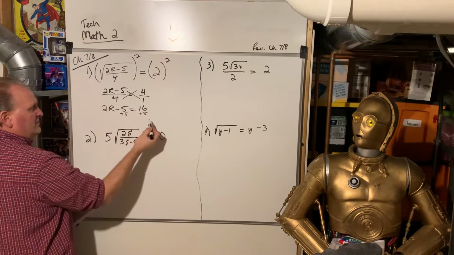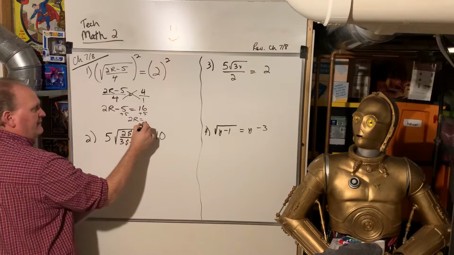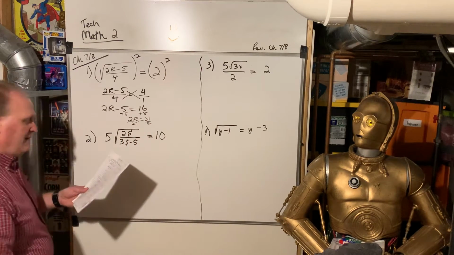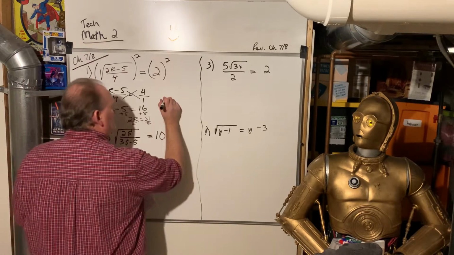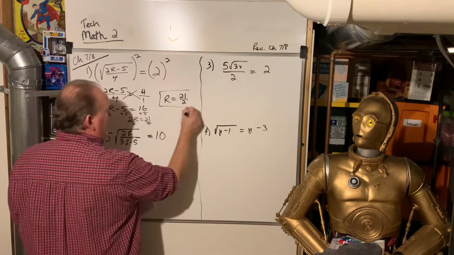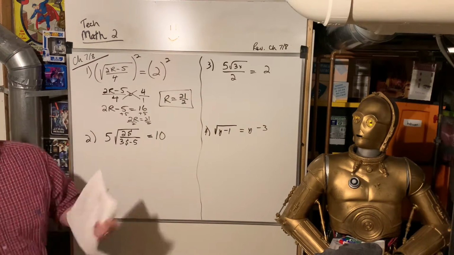That's add 5 to both sides. That gets the r all by itself, and then divide by 2. And so 10.5 or 21 halves. Or 10 and a half. Any of those three are fine.